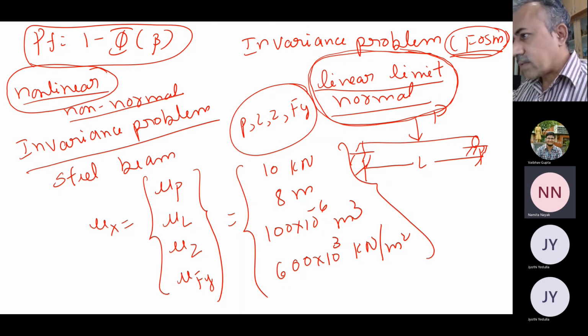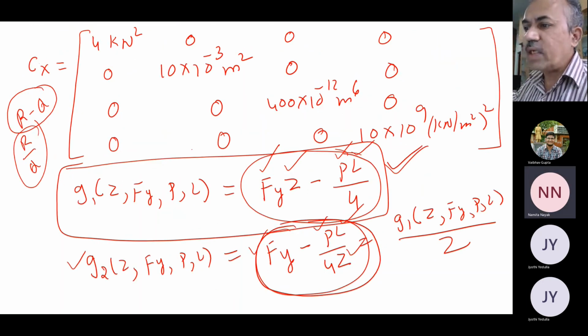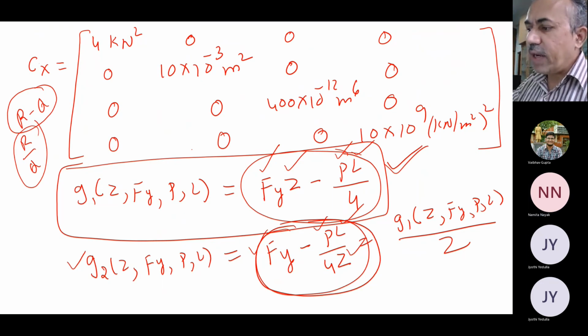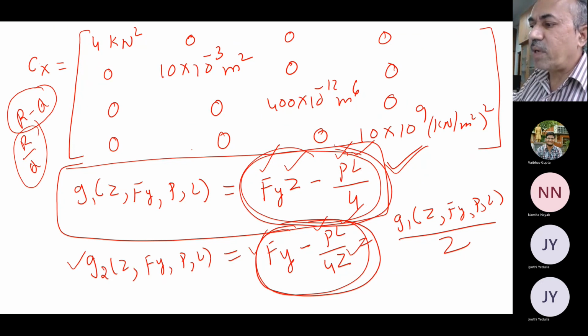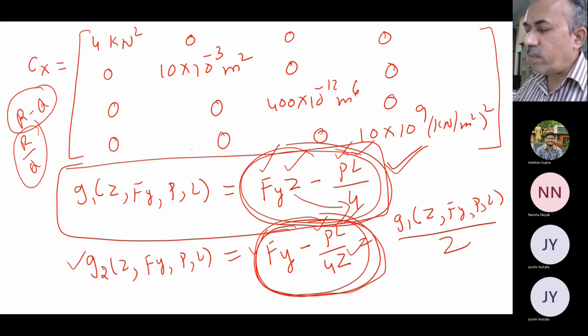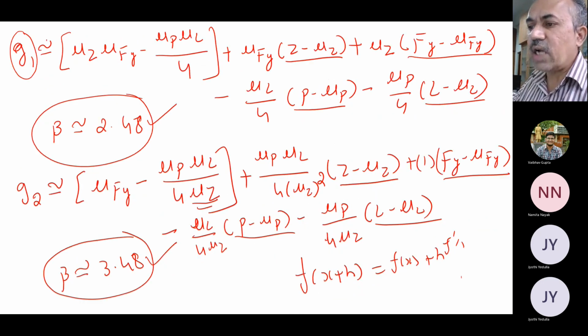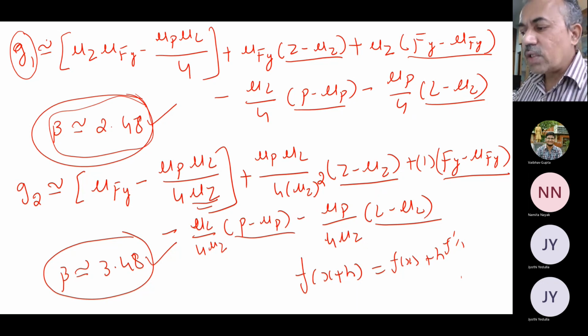We have seen this problem, right? Suppose I take the limit state as Z minus PL by 4, or I write it as phi minus PL by 4Z, so this Z I put here. Mathematically both are the same, but if the things are non-linear, there is a chance that you will get two different answers for the same problem if you slightly change the function itself. So this was a problem.